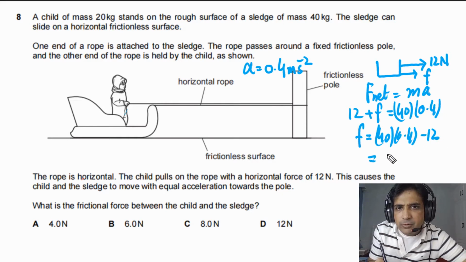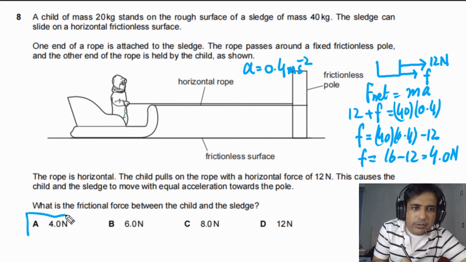And if we solve this, our answer will be 16 minus 12, and the value of the friction force will be equal to 4.0 newtons. So the final answer again will be equal to 4 newtons. So the answer is A.